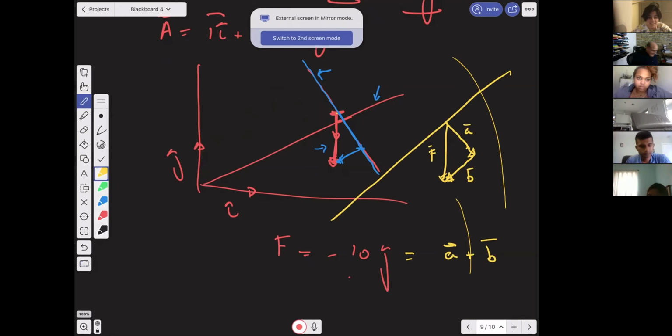Yes. Okay, so we need to know what is A. And to know what is A, I need to know what is this angle. So this angle, I call it alpha. And by something that I will explain at the end, the angle that is here is the same angle alpha. This angle and this angle are the same one. Okay? So what is A? A is a vector that goes in this direction.